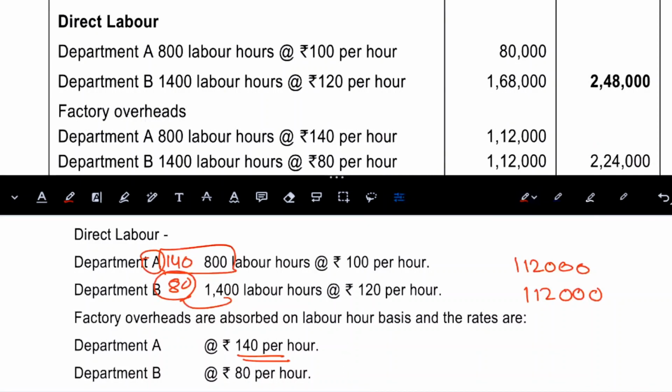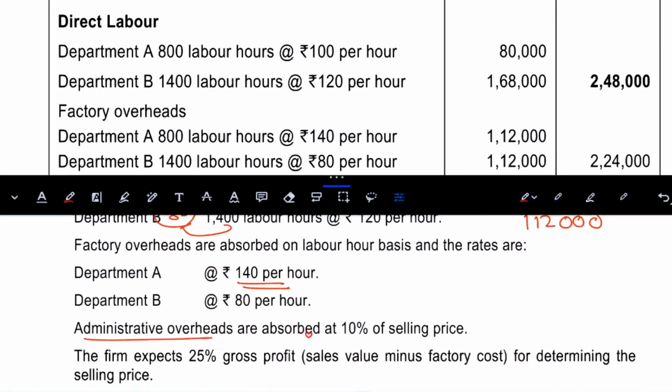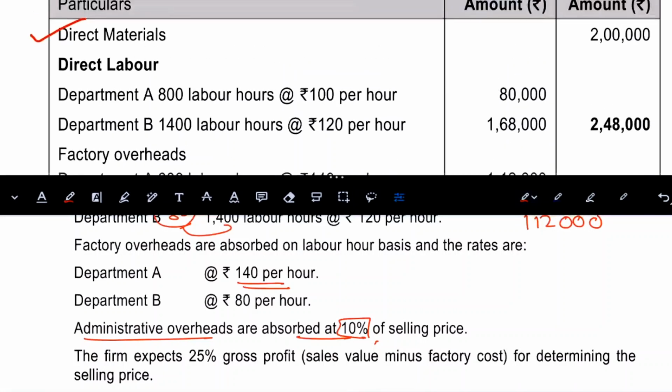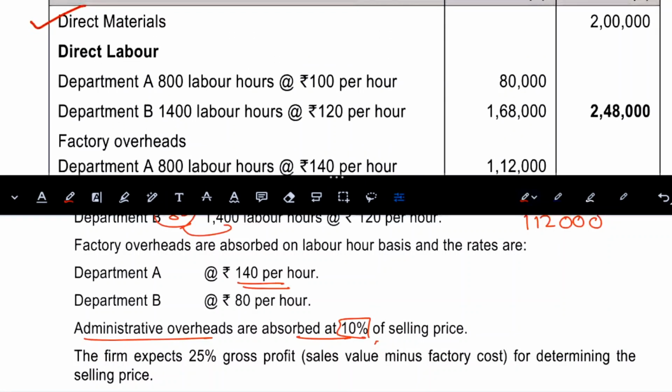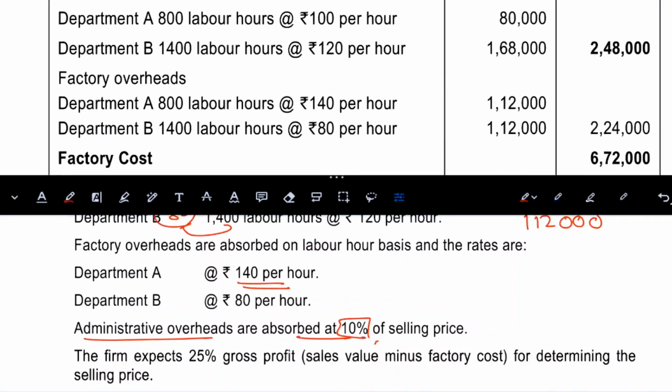You got material cost, you got labor cost, you added a factory overhead. Based on absorption. Now admin expenses are recovered at. Acha, first of all, if I add these three, what will I get? Factory cost. Okay, so let us say if I add 2 lakh plus 2 lakh 48,000 plus 2 lakh 24,000, you're gonna get kitna? 6 lakh 72,000. This is your factory cost. This is gonna be the thing which appears on your trading account ka debit side, material, labor and all.